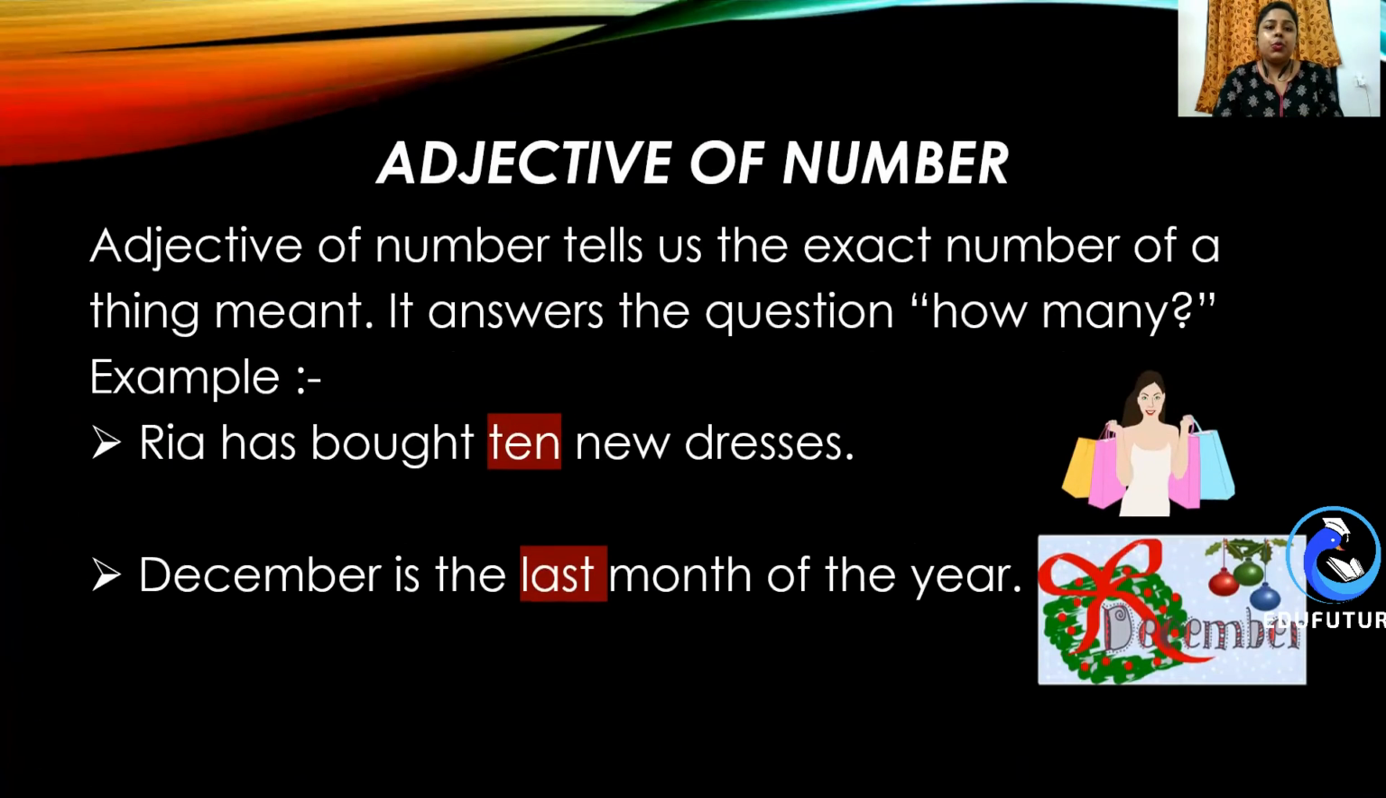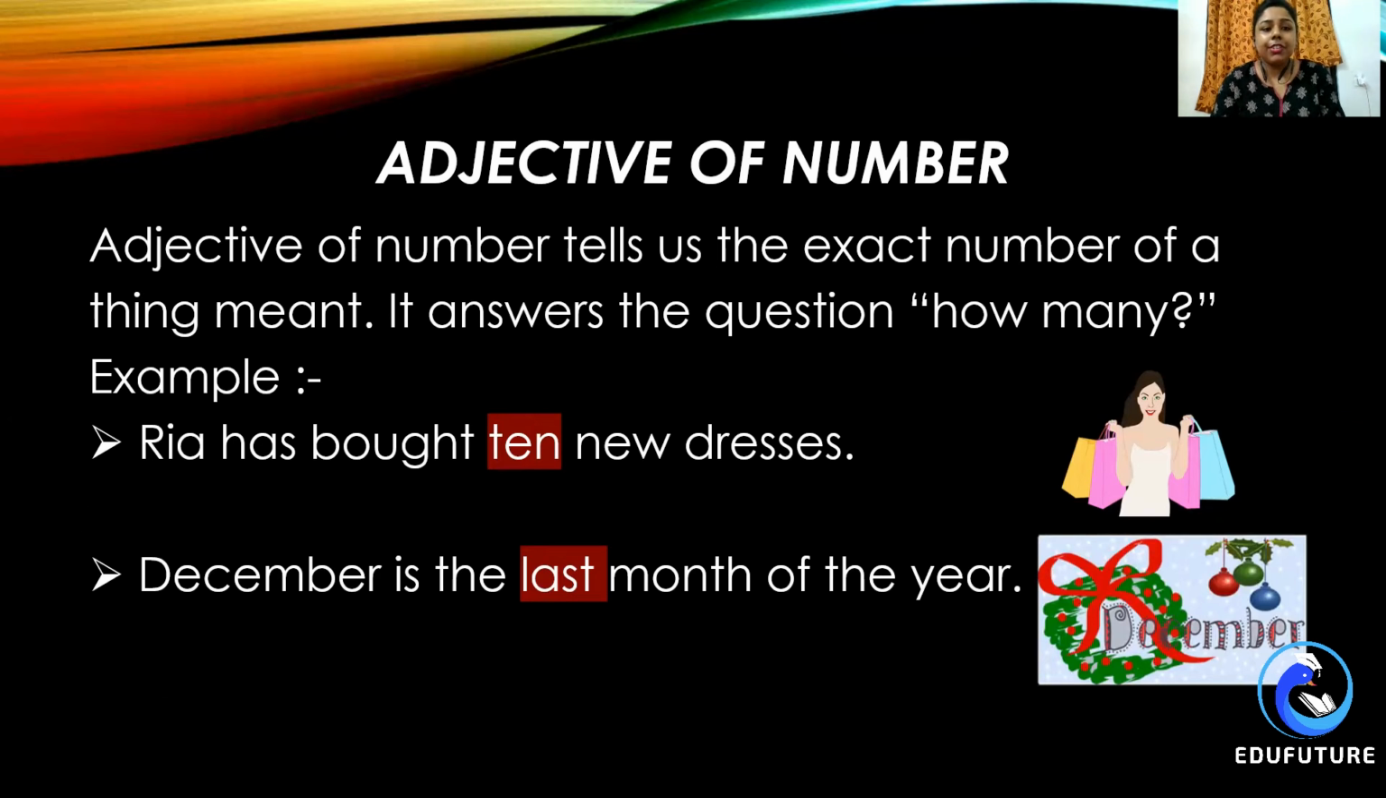Next we come to adjective of number. Now from the term number, what do you understand? That it exactly tells us how many of a thing we are talking about. Adjective of number tells us about the exact number of the thing meant. Therefore, it answers the question how many.